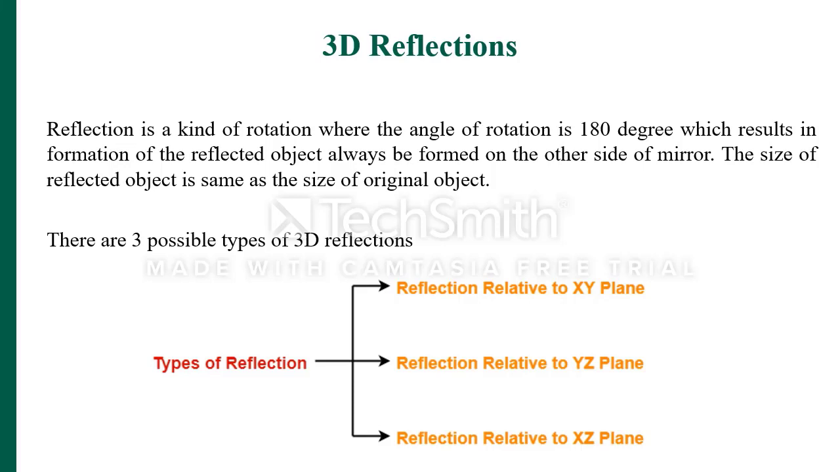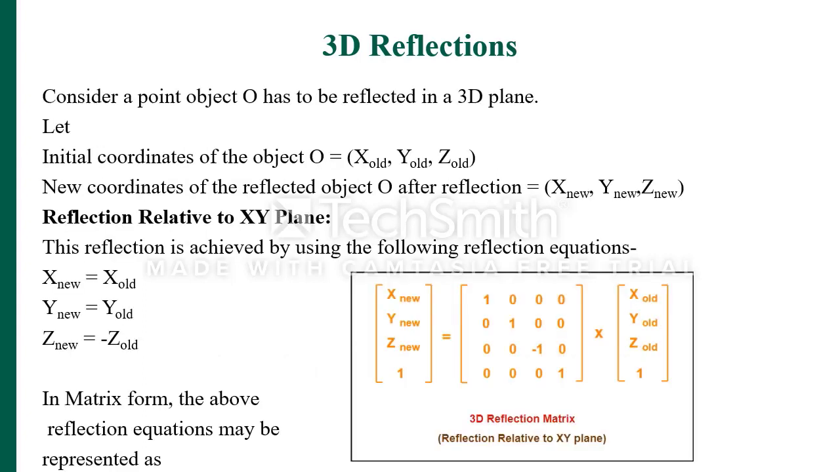And an object is rotated by 180 degrees, and the result is a mirror image of itself. Then it's called a reflection. So there are three possible reflections: reflection related to the xy plane, reflection related to the yz plane, and reflection related to the xz plane.